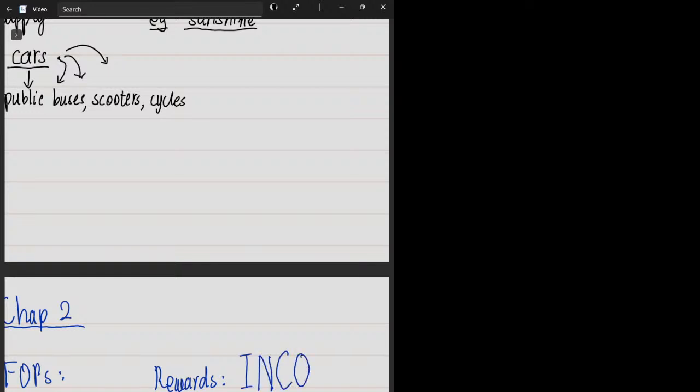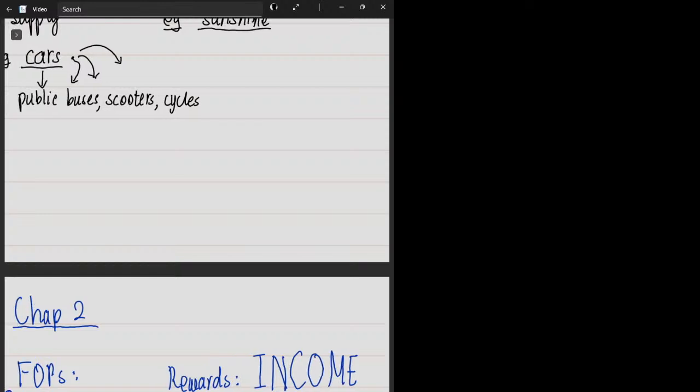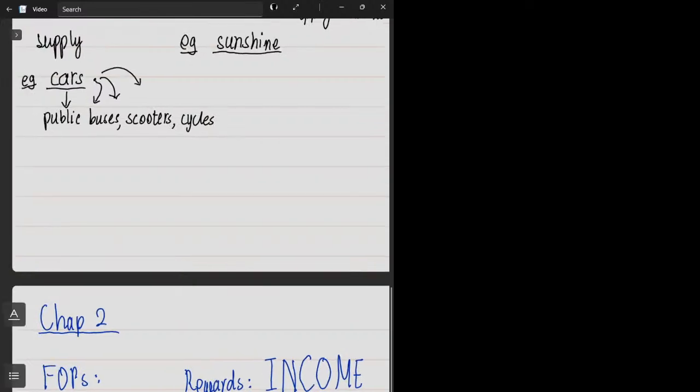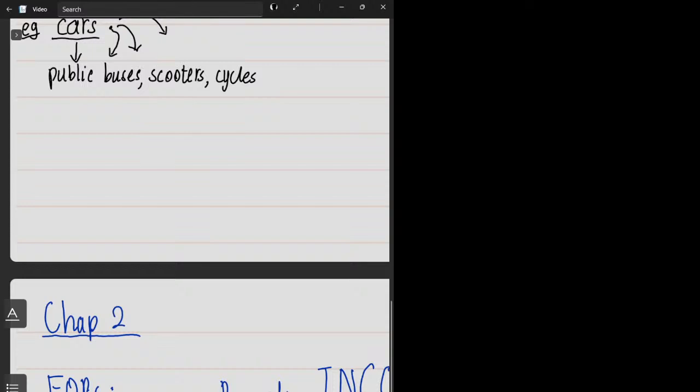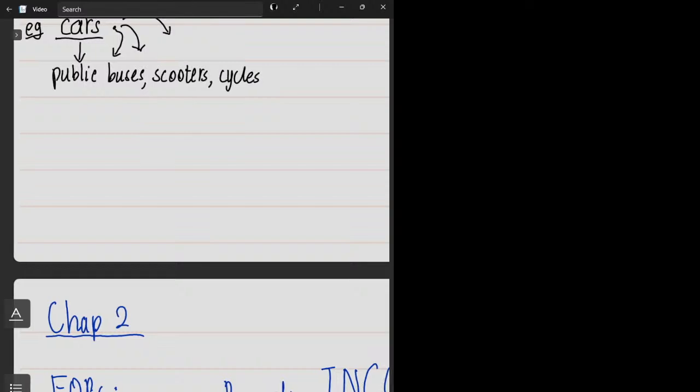So now we know that firms and individuals, we all need a form of income in order to live and have a good standard of living, right? So how does land get income? Land gets its income from rent. Labor gets its income from wages, and or salaries.